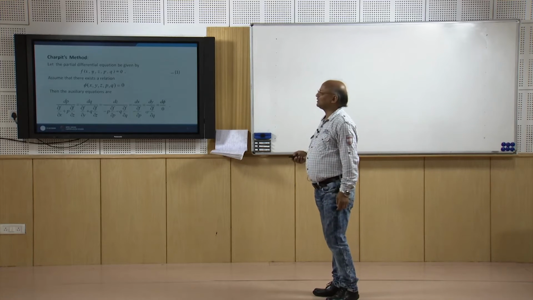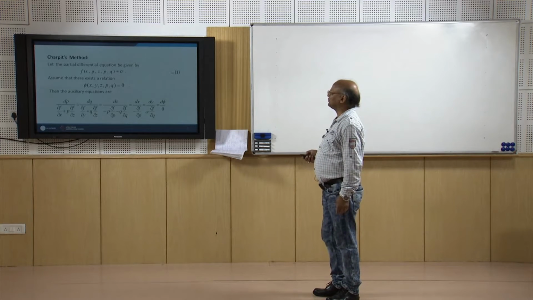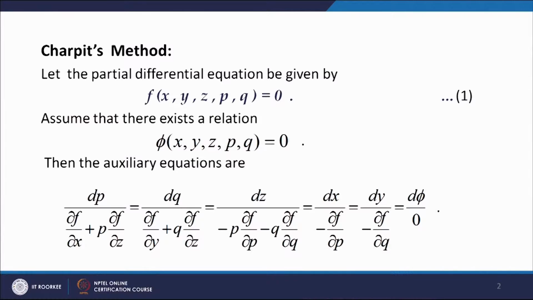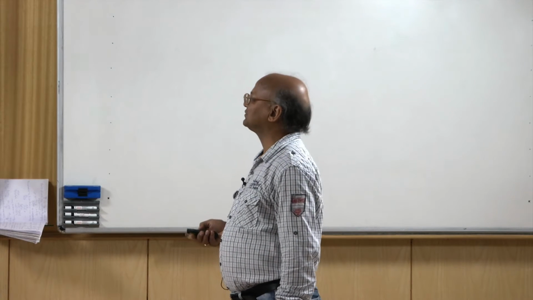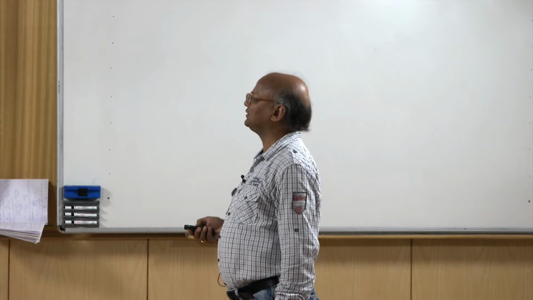In Charpit's method, we have seen that if the differential equation is given by f(x, y, z, p, q) equal to 0, then we try to find a relation in the variables x, y, z, p, q equal to 0, which we denote by phi(x, y, z, p, q) equal to 0, such that by the two equations f equal to 0 and phi equal to 0, we determine the values of p and q, and then we put them in dz equal to p dx plus q dy. If it is integrable, we get the solution, that is the complete integral of the given partial differential equation.